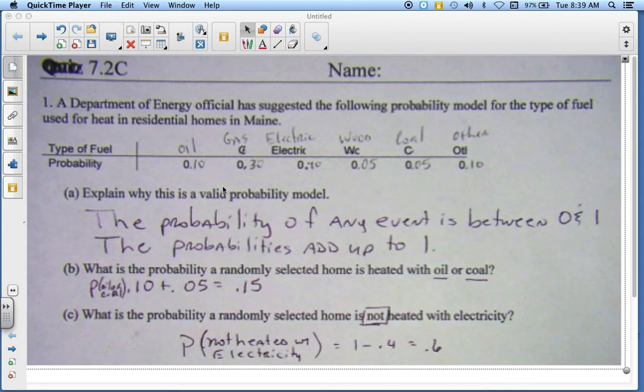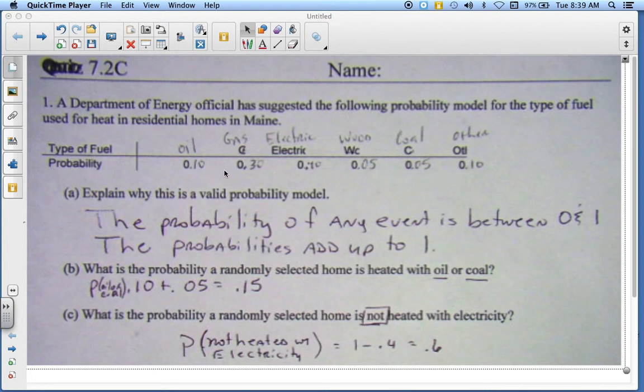All right, the first one: a Department of Energy official has suggested the following probability model for the type of fuel used for heat in residential homes in Maine. Notice two things. You have to explain why this is a valid probability model. Make sure that each of these probabilities is between 0 and 1. If you see a negative, which means it's below 0, or anything above 1, then it's invalid.